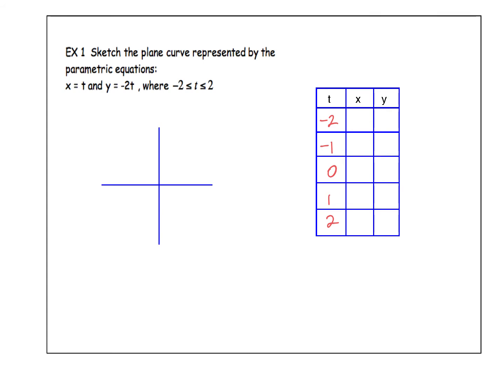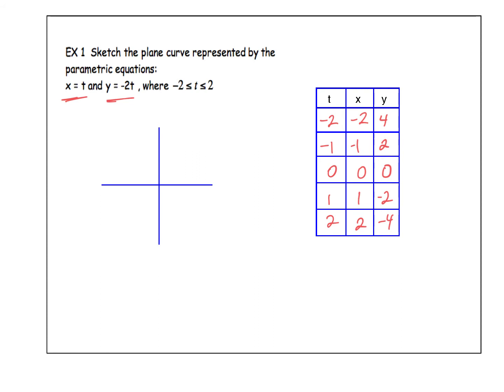Those t's go into each of the x and the y relationships, parameters. So x equals t in this case. Great, so all of them are exactly the same. So I'm just going to fill that in. I wouldn't normally do that. I would go one at a time, but since x is t, all of those are exactly the same. y is negative 2t. So pulling from the t column, negative 2 times negative 2 gives me 4. Negative 2 times negative 1 gives me 2. Negative 2 times 0 is 0. Negative 2 times 1 is negative 2. Negative 2 times 2 is negative 4.